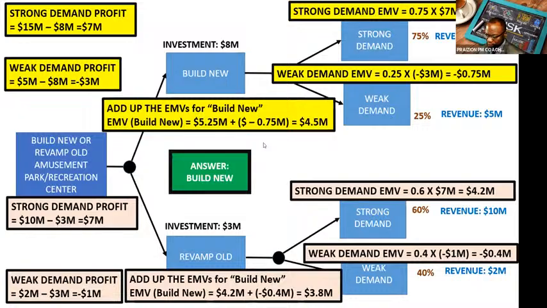And oh, you're looking at the previous problem. Are we looking at the previous problem or this one? Oh, you're talking about the PMBOK guide problem or this problem? So the net path value, yes. So the net path value here would be 4.5 for build new and 3.8 for revamp. Yeah. All right, very good.